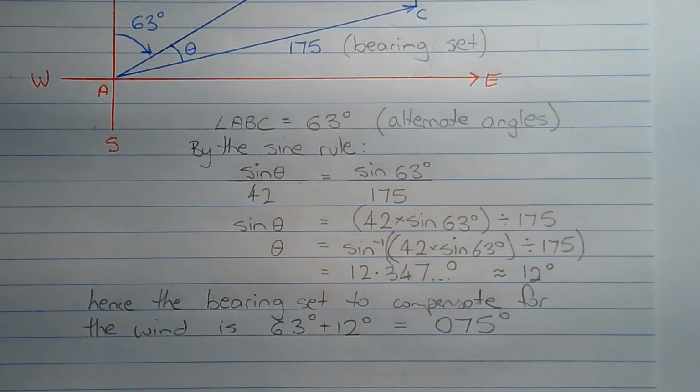Multiplying both sides by 42 and taking the inverse sine of both sides, we have theta is equal to the inverse sine of 42 multiplied by sine of 63 degrees divided by 175. And that equals 12.347 degrees, which is approximately 12 degrees correct to the nearest whole number. Hence, the bearing set to compensate for the wind is 63 degrees plus 12 degrees, which is 75 degrees from true north.